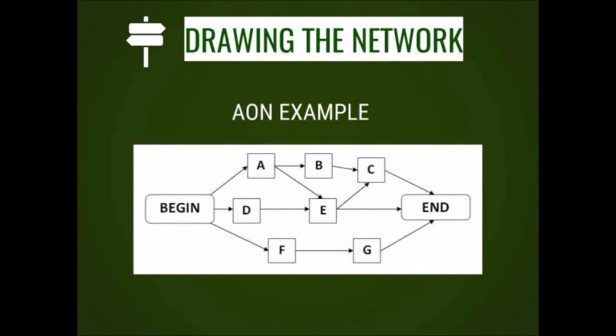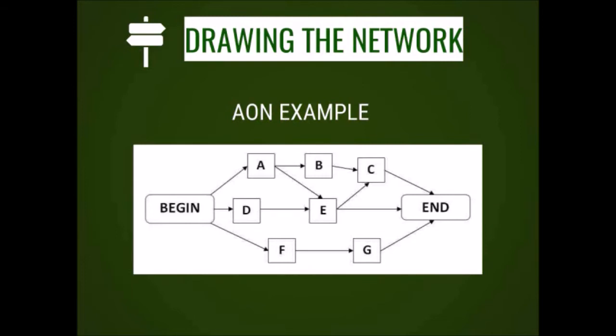One node represents the start of the project, one node for the end of the project, and the other nodes for each of the activities, which are represented by letters of the alphabet as shown in the picture. In addition, the arcs or arrows are used to show the predecessors of each activity.